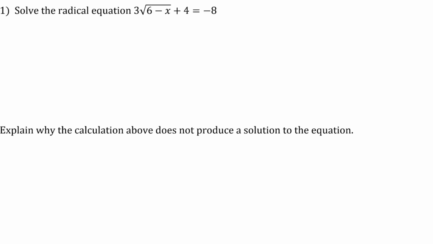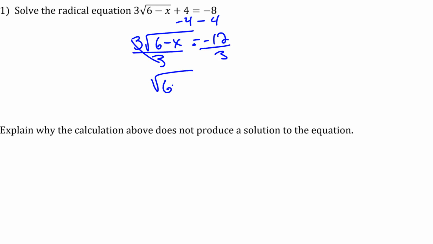Number 1, solve the radical equation. When we solve a radical equation, the first thing we want to do is isolate the square root. I want to get the square root all by itself. So I'm going to subtract 4 from both sides and get 3 square roots of 6 minus x equals negative 12. The square root's still not by itself, so I'm going to divide by 3 and get the square root of 6 minus x equals negative 4.